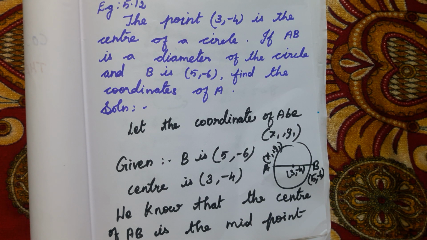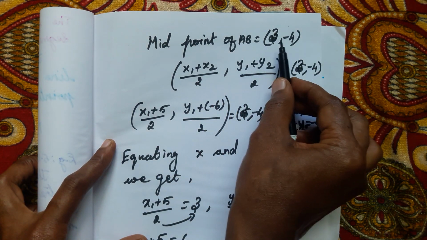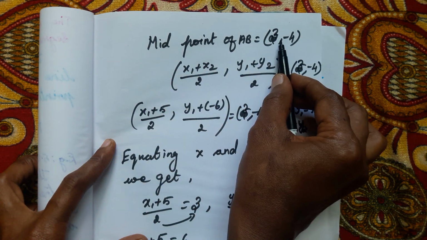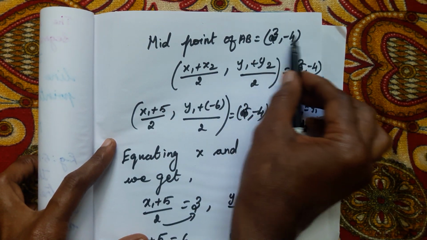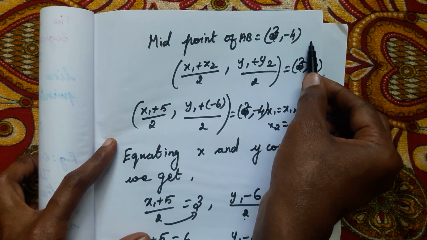We know that the center of the diameter AB is the midpoint of AB. Okay, the center of AB is the midpoint of AB. So we can take that the midpoint of AB is equal to 3 comma minus 4. Center is 3 comma minus 4. That is, the midpoint of AB is 3 comma minus 4.